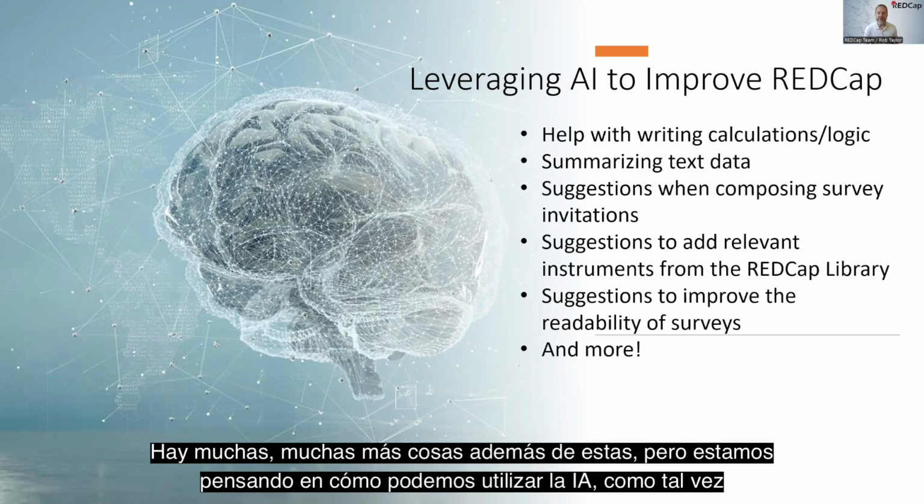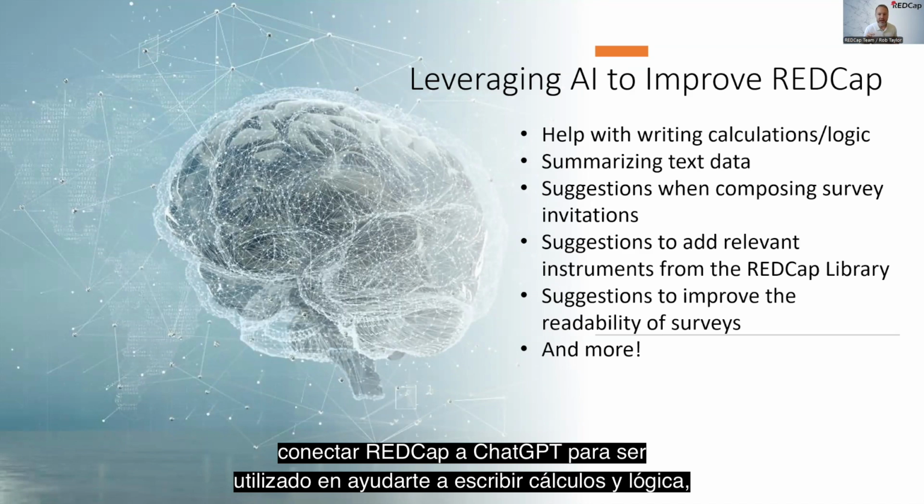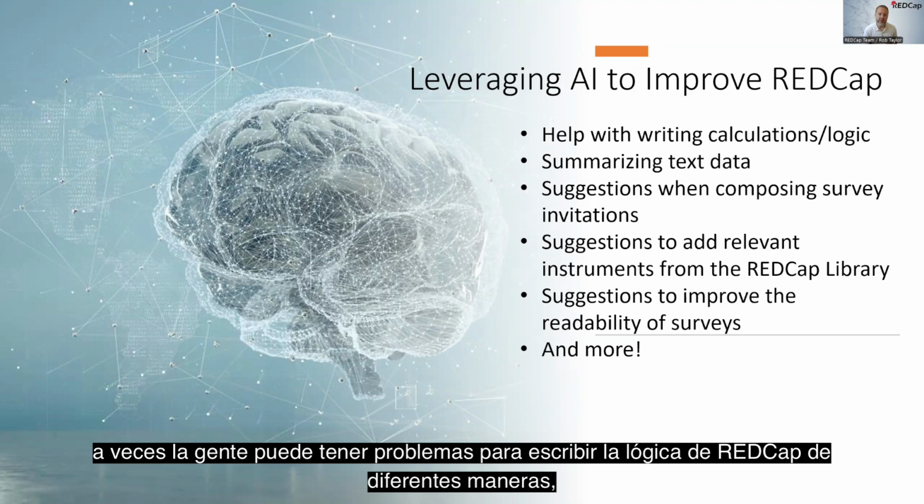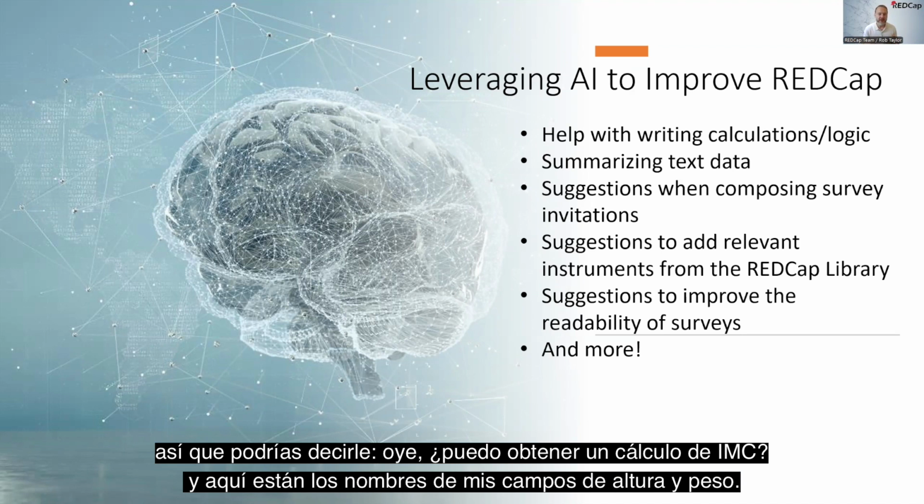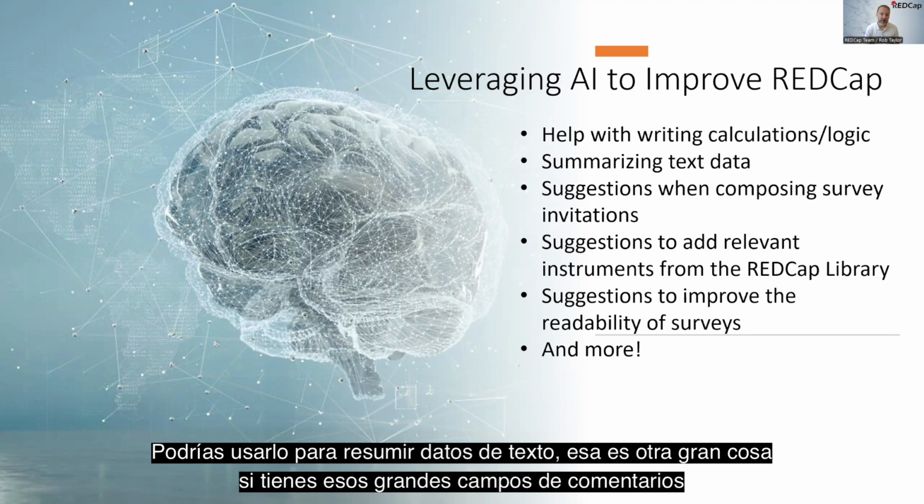There are many more things in addition to this, but thinking about how we can utilize AI, like maybe connect REDCap to ChatGPT, to help you write calculations and logic. Sometimes people might have issues with writing REDCap logic in different ways, so you can tell it, hey, can I get a BMI calculation, and here are my height and weight field names. You can use it to summarize text data.